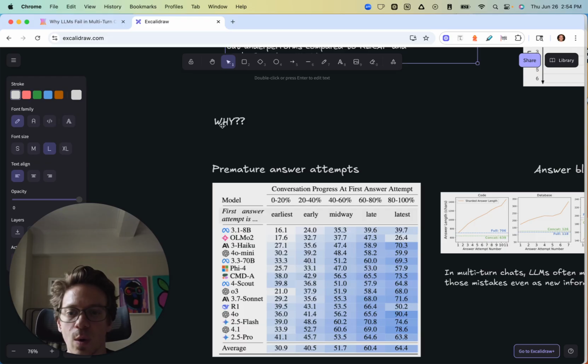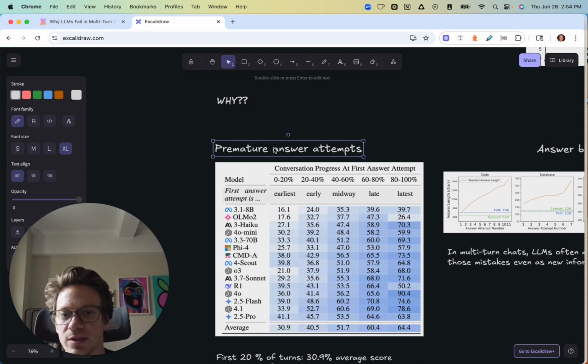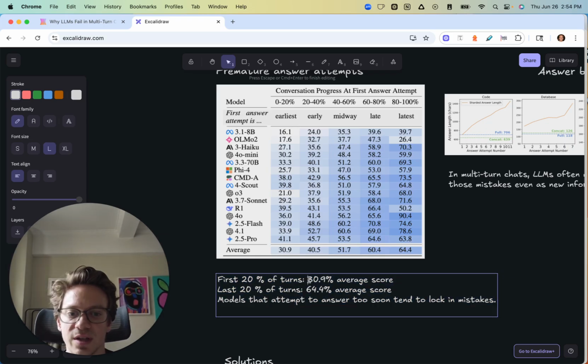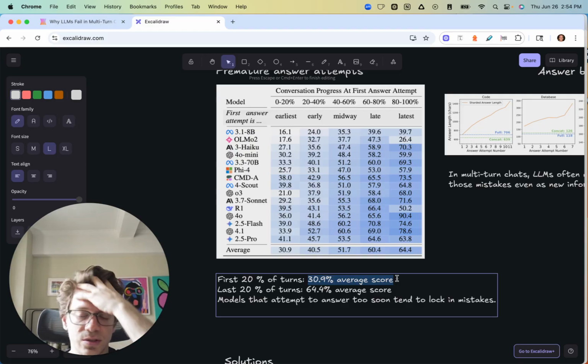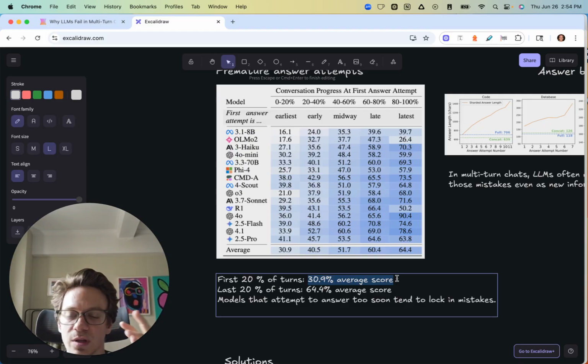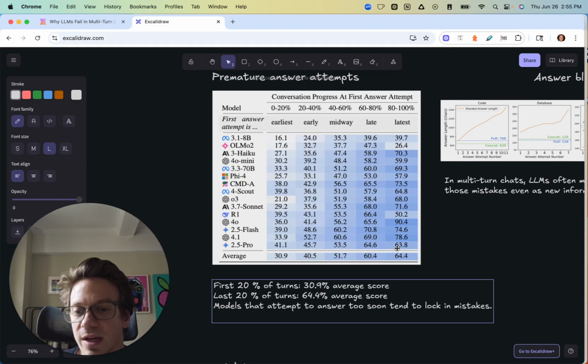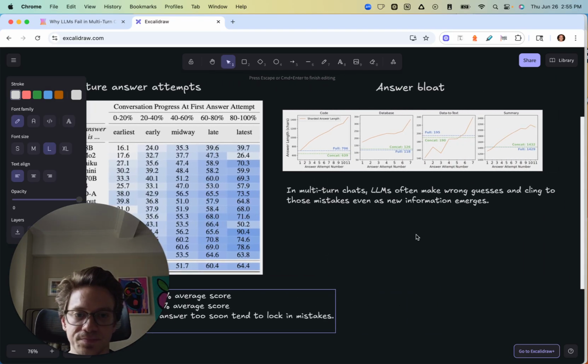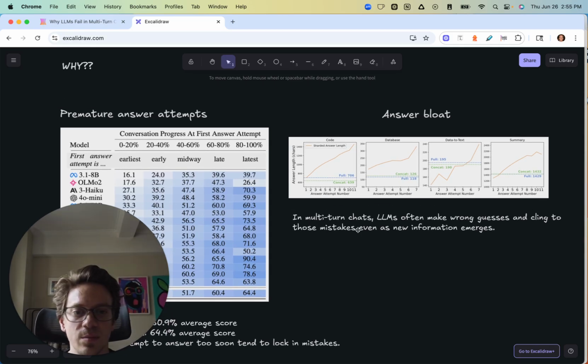And so why? They basically noted four reasons why this might have happened. Premature answer attempts. So the first 20% of turns averages a 30% score. When it answers quickly, it's more likely to give a bad answer. If it was answering in the last 20%, it got 65%. So models attempt to answer too soon and then lock in on mistakes. Even if they are told that it's wrong and to keep going, it's a little bit like the whale's been poisoned, which is a little bit more of what happens here.